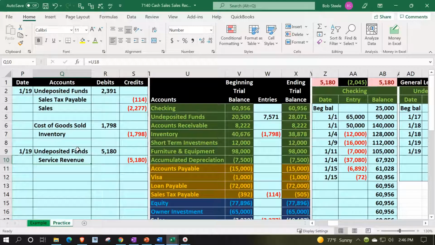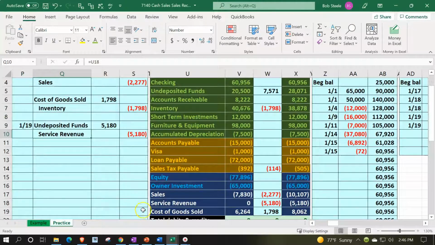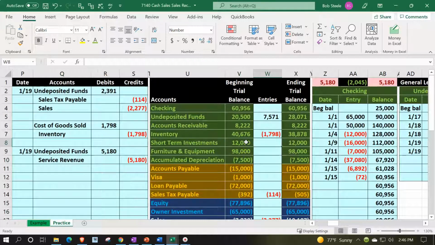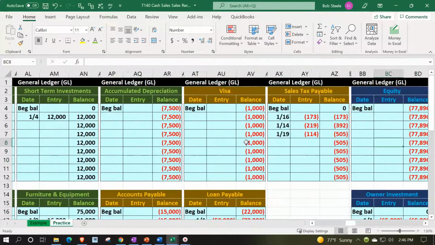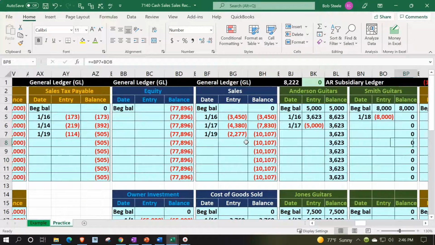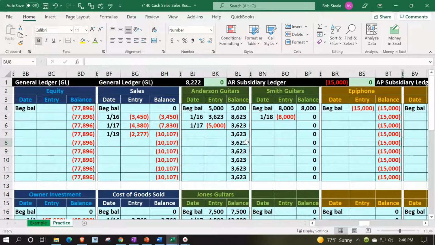Then we're going to be adding the service revenue. So that's going to be at the very end. We will have to add that service revenue. So that'll be fun. Let's do that. That's good times. We're going to have to add more to the right here.